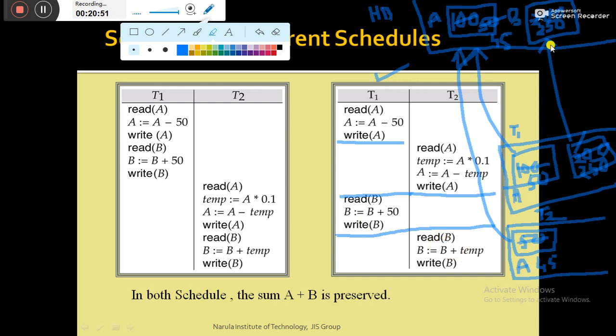Read B means B will be copied from the hard disk to the local buffer which belongs to T2. So this is the local buffer of T2. So this is B. And read B, the content of B is 250. So it will be copied. Then B is equal to B plus 5: 250 plus 5. It becomes 255.